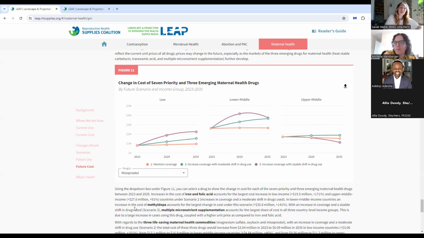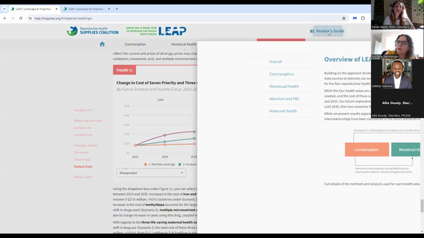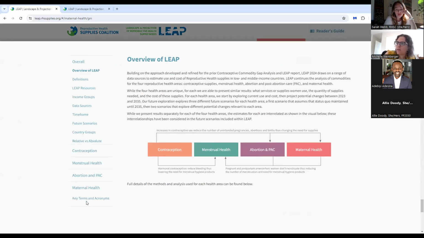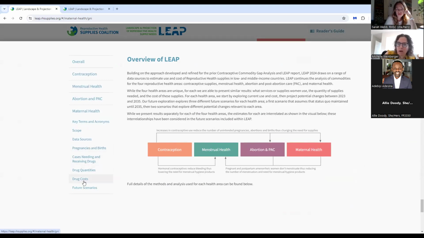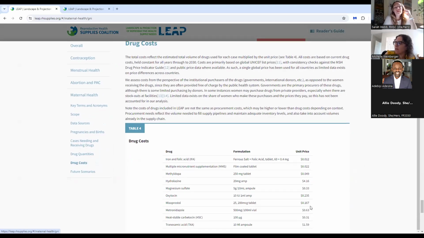We have very little information about drug prices, so we are using global drug prices for this analysis, aligned mostly to the UNICEF list prices. We can take a look at the reader's guide, which is up here in the corner and has lots of extra detail. If we come down to maternal health, and then to drug costs, you can see the unit prices being used for all of the drugs. These are mostly based on the UNICEF price catalog.